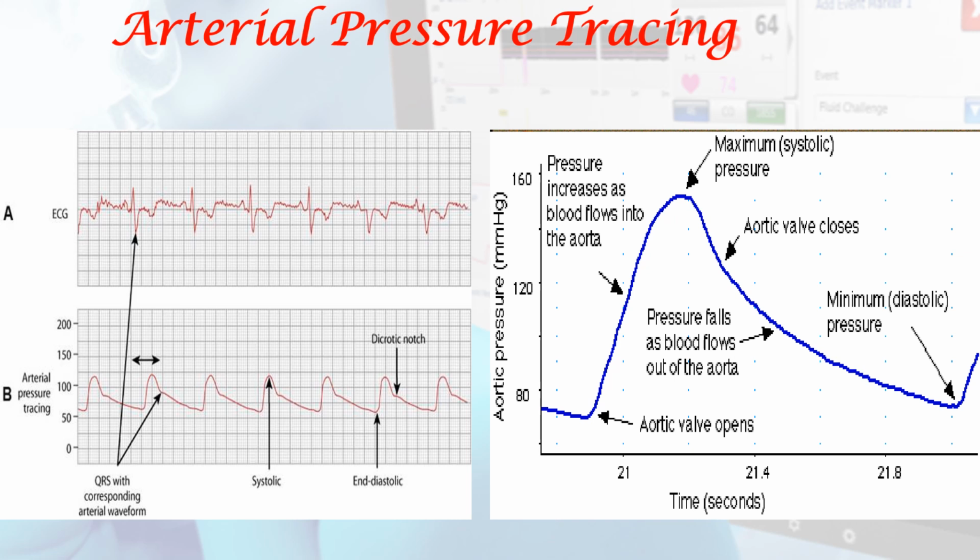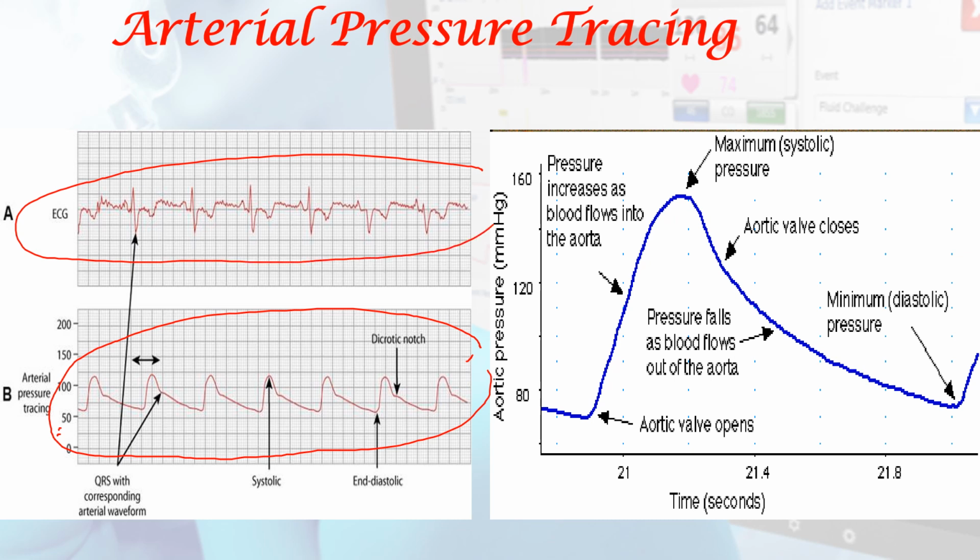Then, arterial pressure tracing. This is the graphical presentation which shows the arterial pressure tracing. This is the usual ECG wave and this is the arterial pressure wave. You can see that this is where the aortic valve opens. It starts high when the aortic valve opens and the pressure increases as blood flows into the aorta, and it reaches the maximum peak at the maximum systolic pressure. It starts to decline as the aortic valve closes, and at the minimum diastolic pressure it reaches the base level. This is the waveform of intra-arterial tracing.